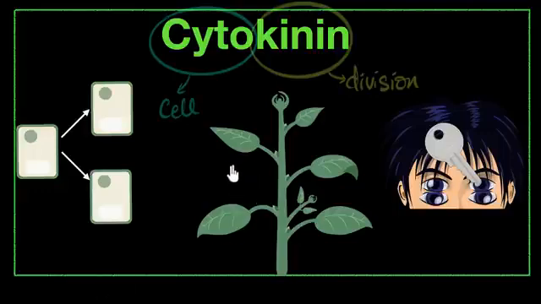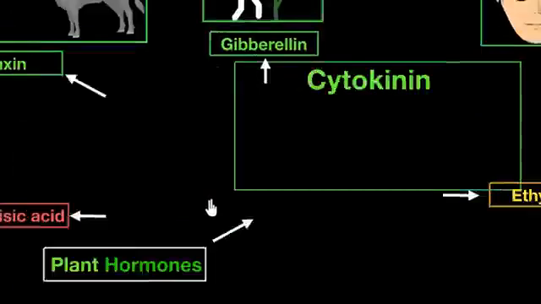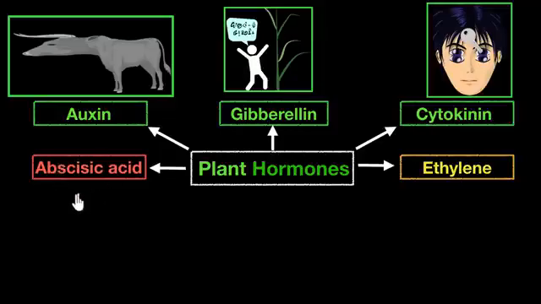Now let's talk about a hormone that actually inhibits growth, that actually prevents growth. Zooming out, that brings us to the next hormone called abscisic acid. This is shown in red, indicating that it's not a growth promoter, it's a growth inhibitor. Its job is to try and prevent growth from happening.